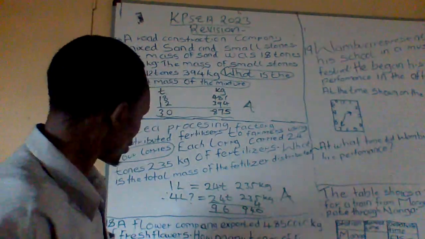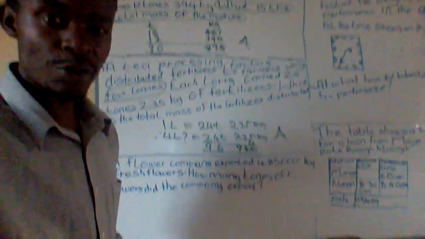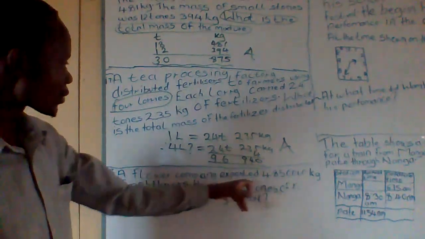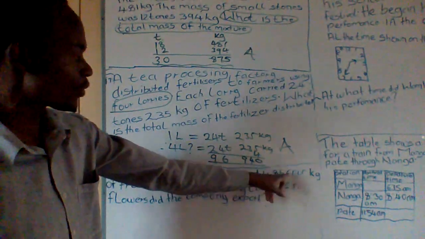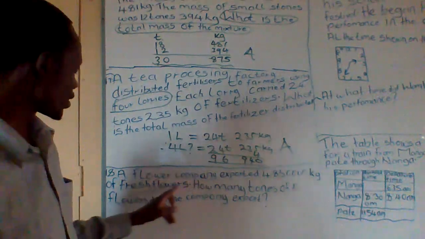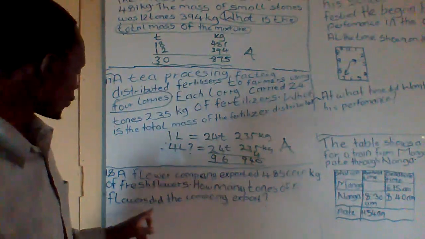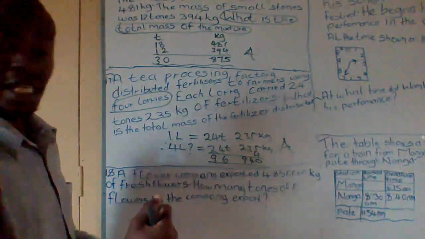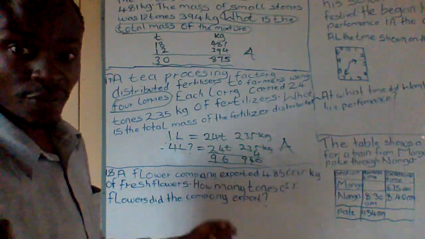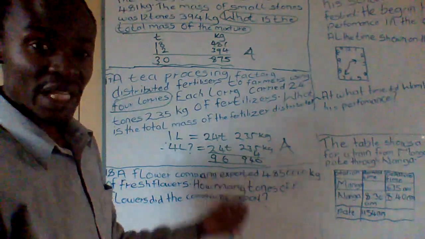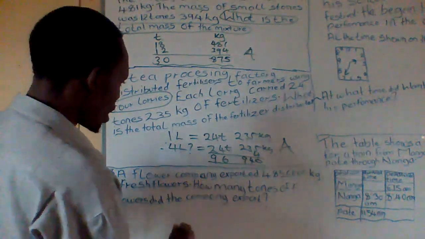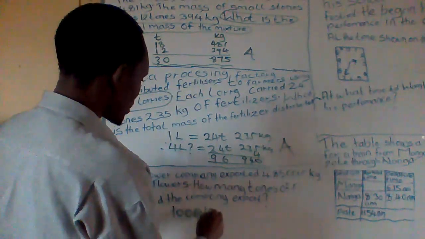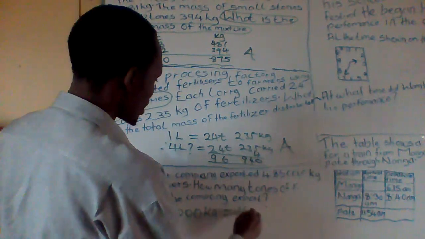Now we go to question 18. What does question 18 say? Let me roll my camera. A flour company exported 485,000 kilograms of fresh flowers. How many tons of fresh flowers did the company export? How many tons? Here they want us to convert kilograms into tons. Now you know very well that 1,000 kilograms is equivalent to 1 ton.